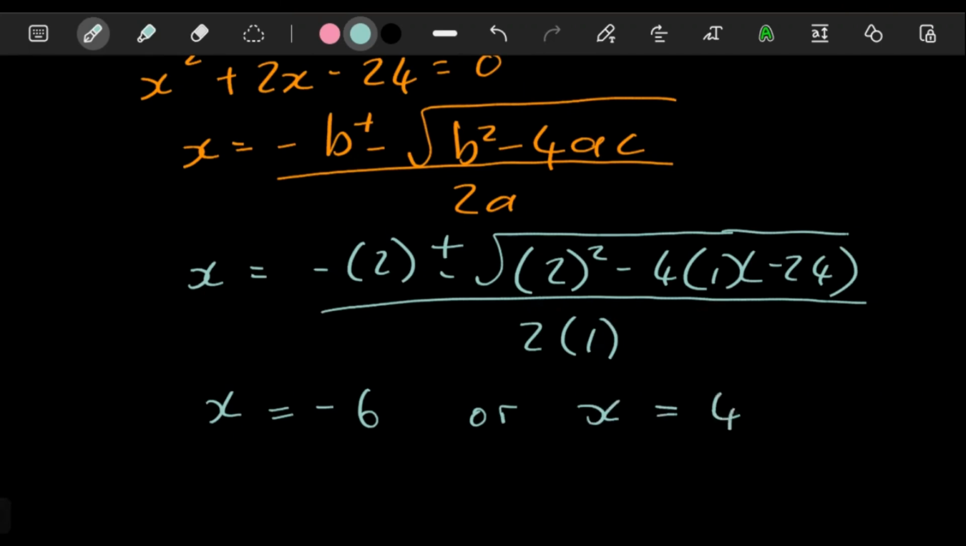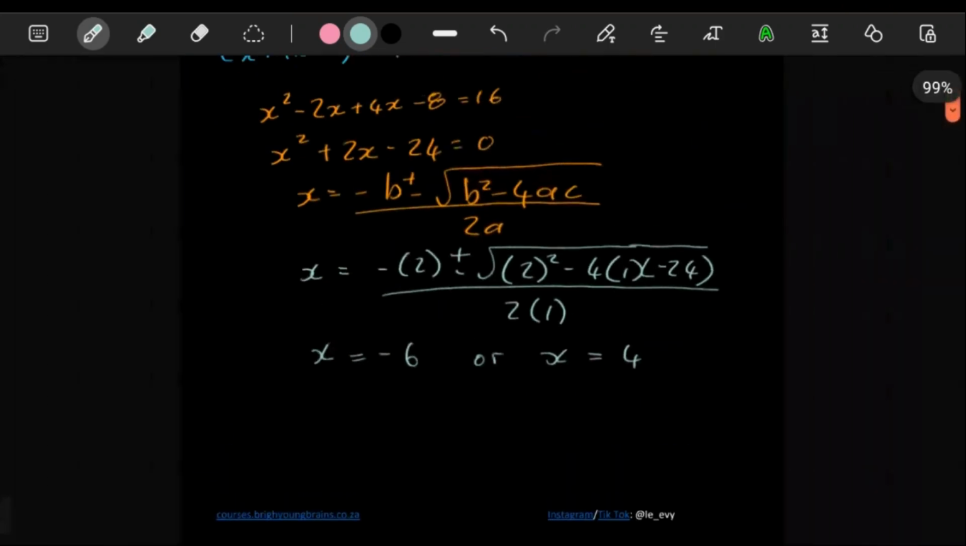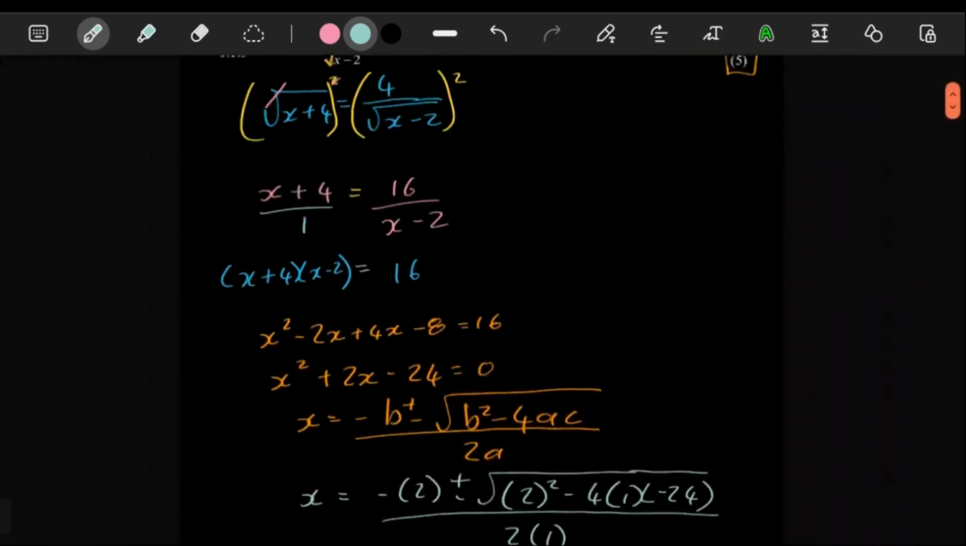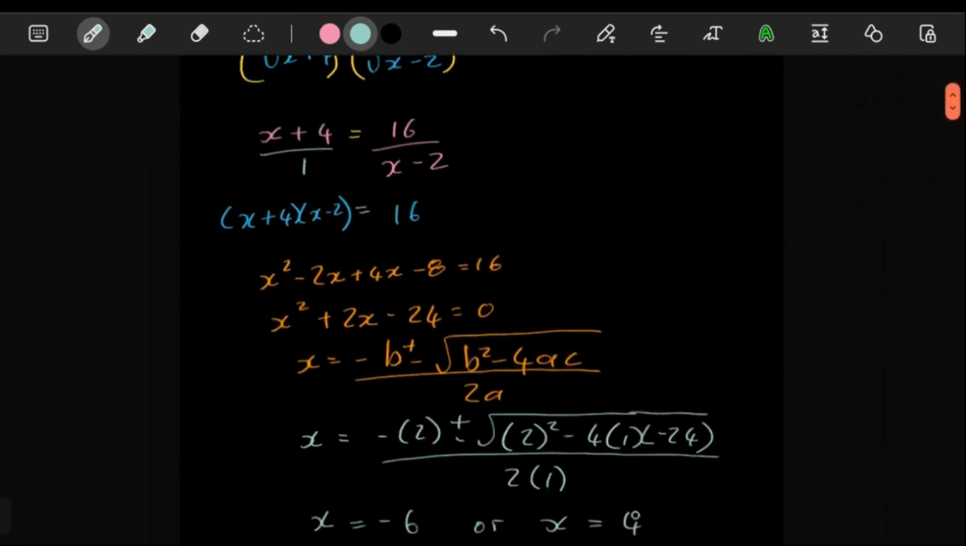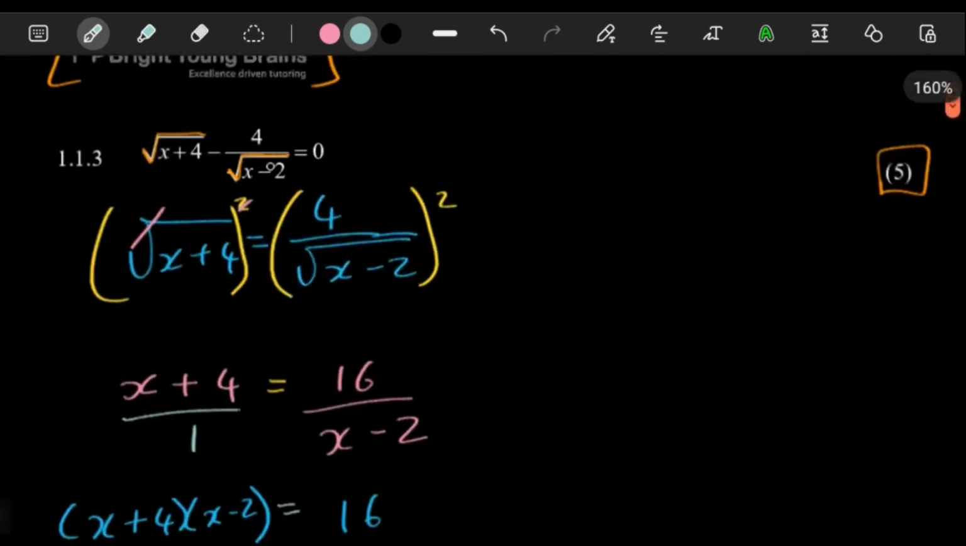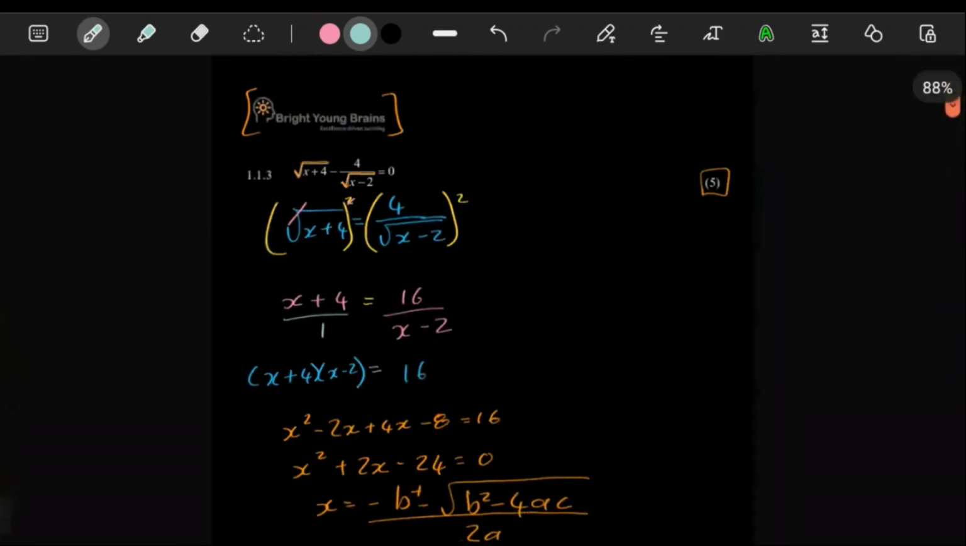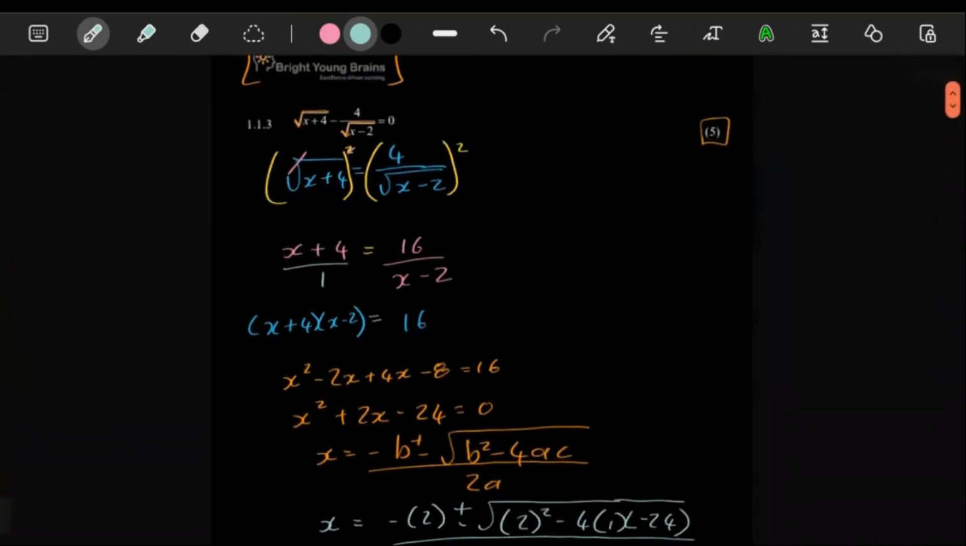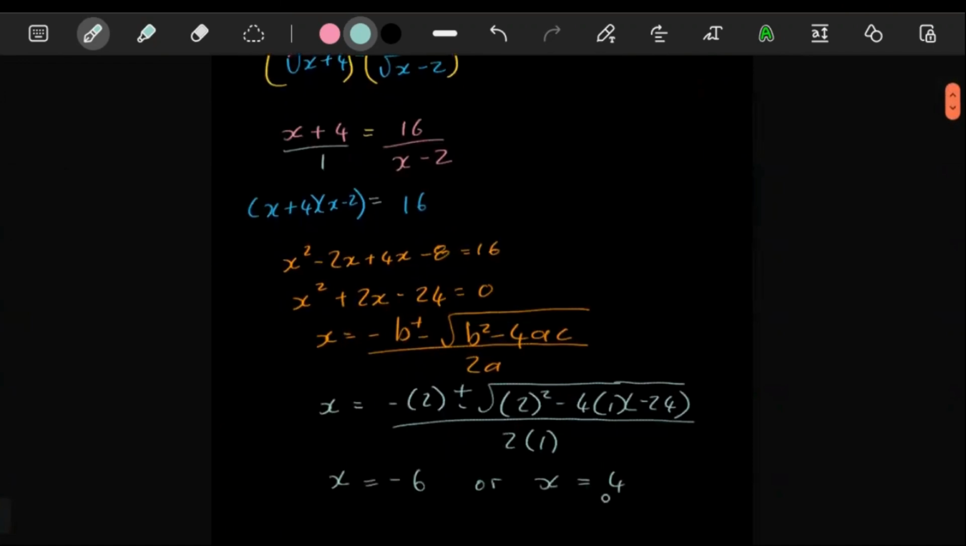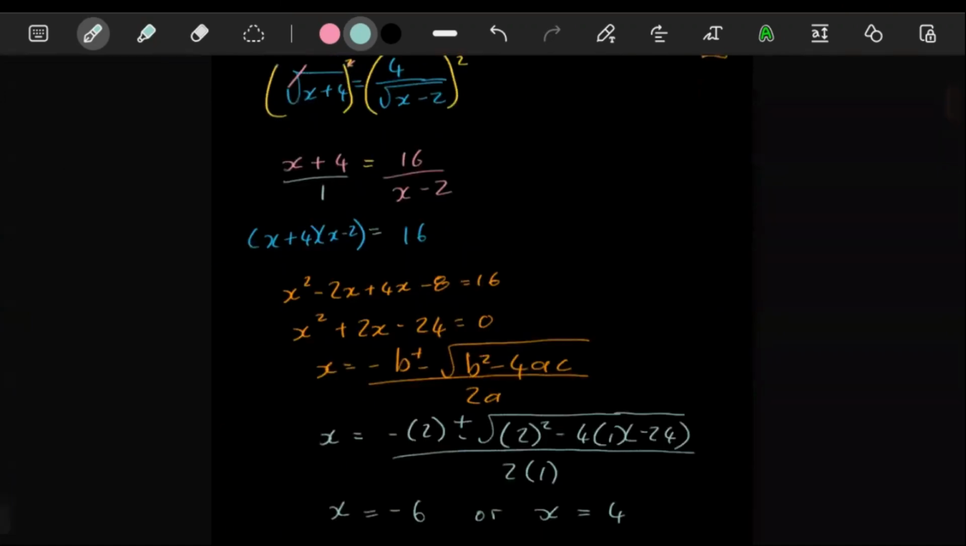But normally when you work with questions that have square root symbols, always double check your answers by putting them in your equation, like the very first thing you were given. So if you put a 4 in, let's actually just double check in the calculator. If you put a 4 there and a 4 there, let's see what the calculator gives us. Yeah, the 4 is working out, it's giving us a 0. Let's try the -6.